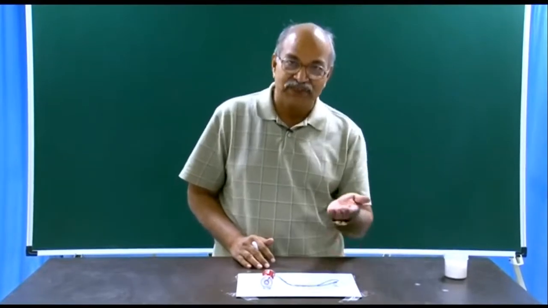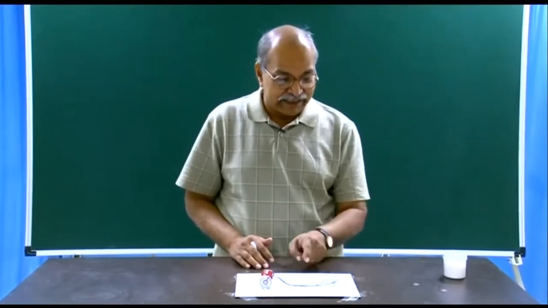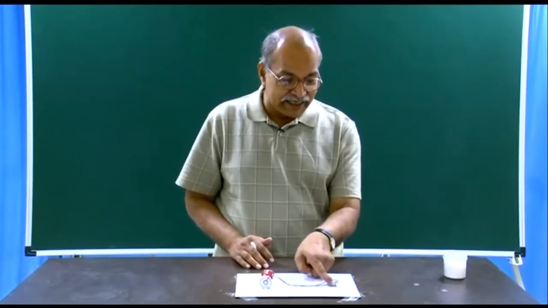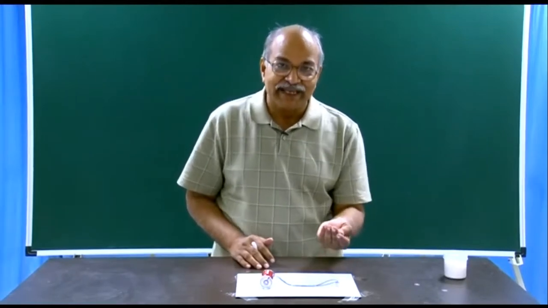Now let us understand why the motion of this loop depends on the placing of this magnet. Slightly inside, the motion is very good and it goes up to a good extent. Slightly this side and the motion is very low. So why is that?